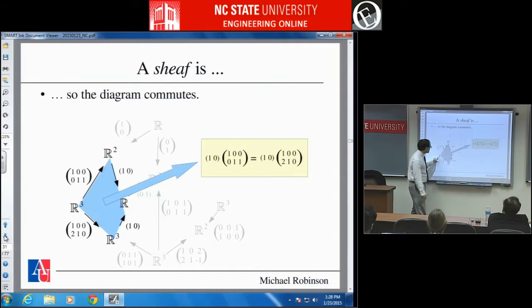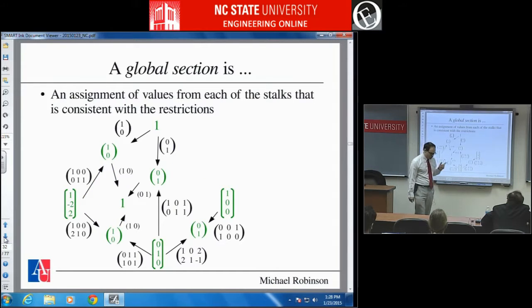So in particular, if I go from this vertex to this edge to this two-face, or from this vertex to this edge to the two-face, I better get the same answer when I multiply matrices. Assuming that's all good, we're in good shape. This thing is then called a sheaf. All right, handy. What can sheaves do for you?